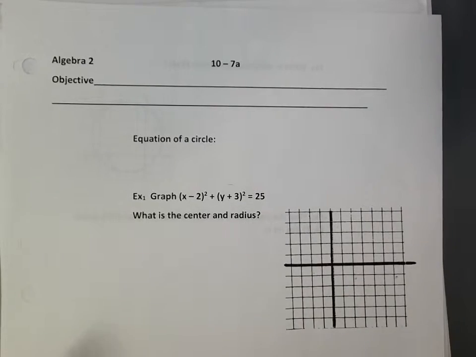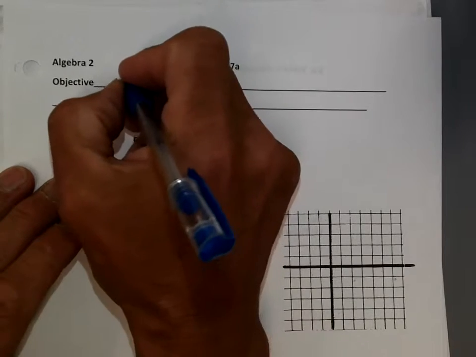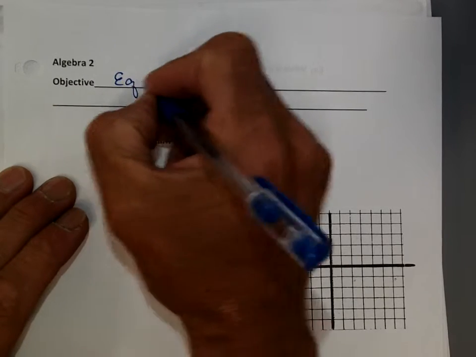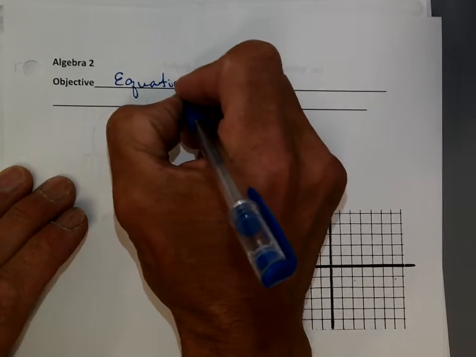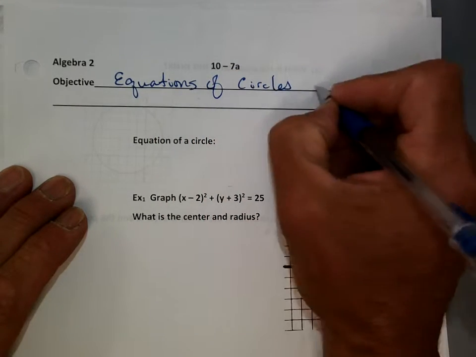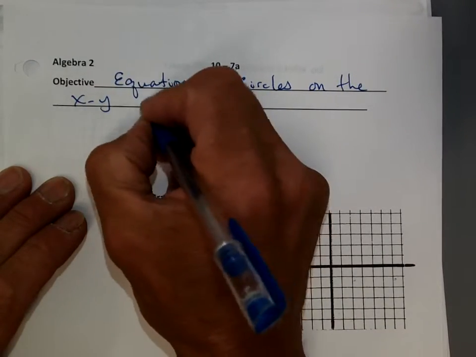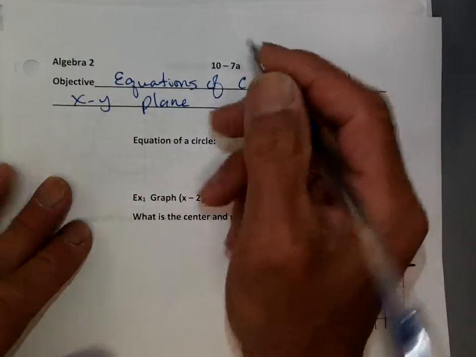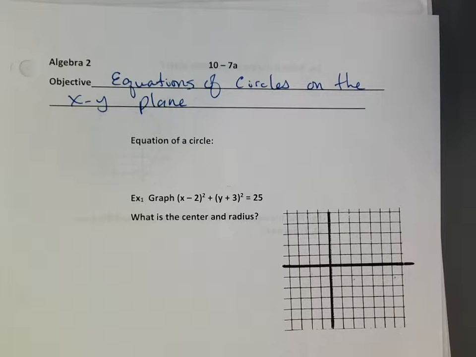Okay, so today our objective, we want to look at equations of circles on the XY plane. Okay, XY plane, Cartesian coordinate system. Basically we're going to be graphing circles, okay?